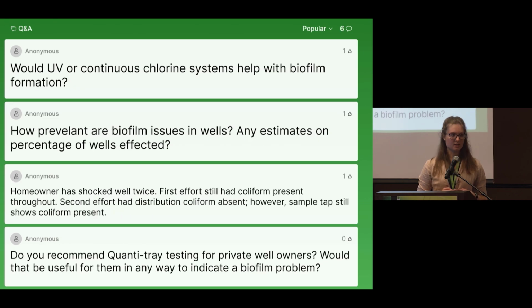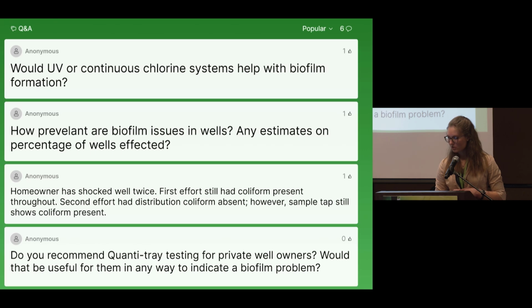Would UV or continuous chlorine systems help with biofilm formation? Yes, that is something that we will advise in certain cases. If, for example, the aquifer seems to be a problem in a well and they're having continuous coliform problems, we have advised people to use a UV light for treatment, and that works pretty well. Continuous chlorine systems are something that we might recommend in a public system. We try and stay away from that for homeowners if we can, just because there's maintenance and there are chemicals, and that usually doesn't go well with homeowners.